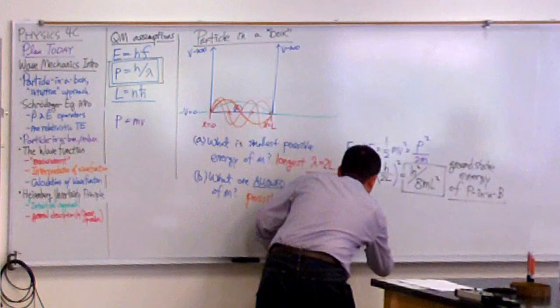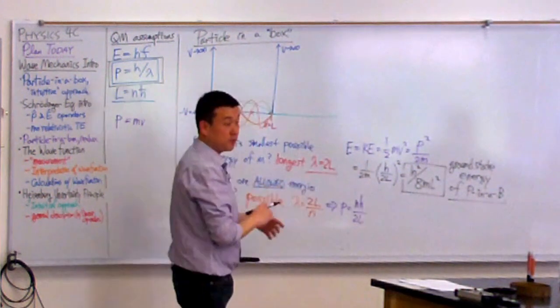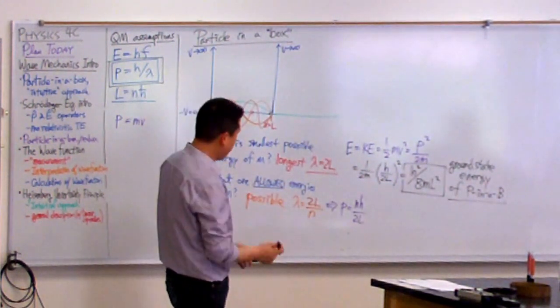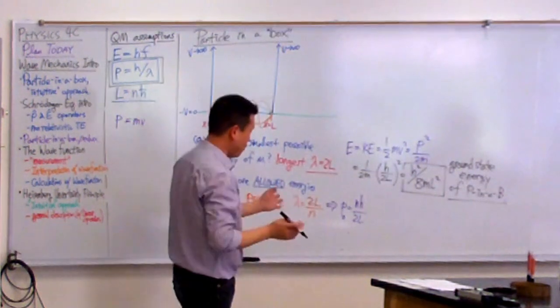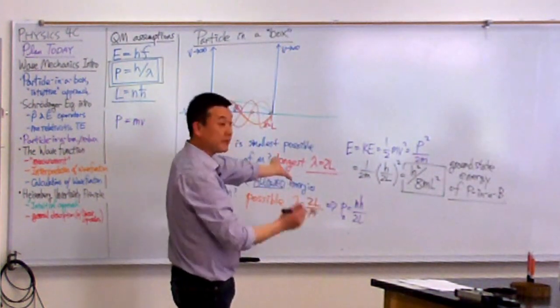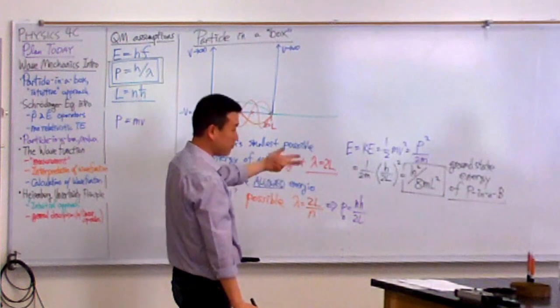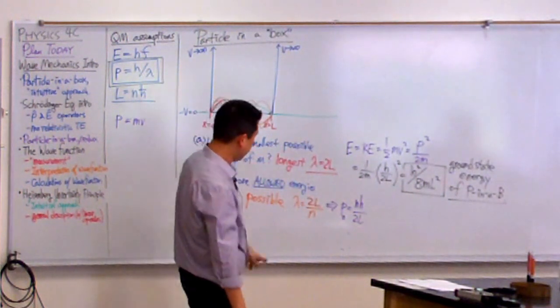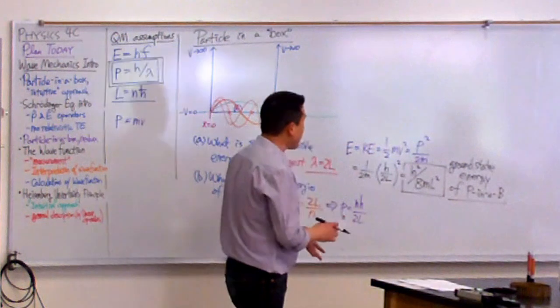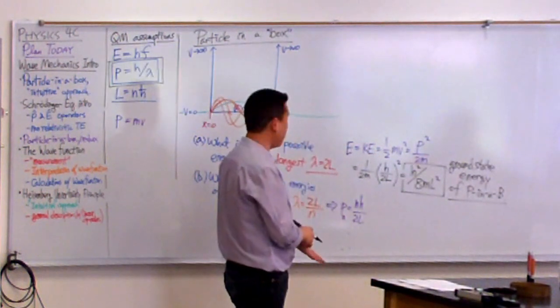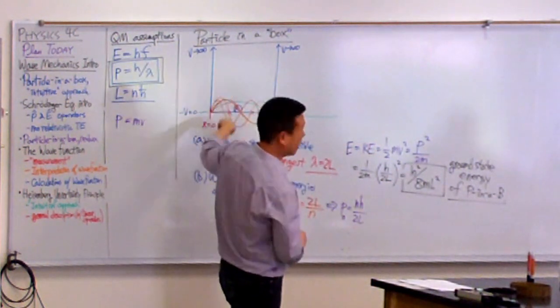n h divided by 2L. That's the possible allowed momentum. I might even put a subscript n to emphasize that the only possible values are where you have an integer n equals 1, 2, 3, 4, and so on. And with this, imagine plugging in here, you get the possible allowed energies of this particle in a box.